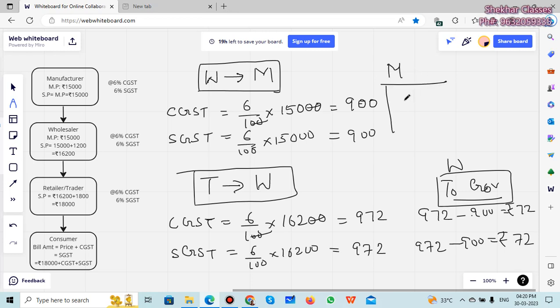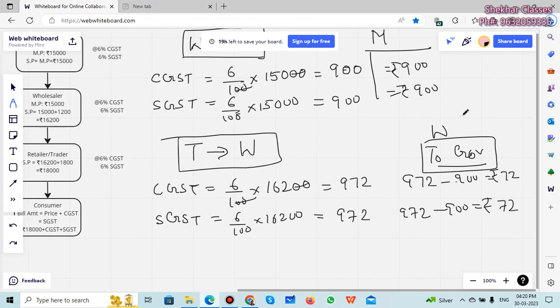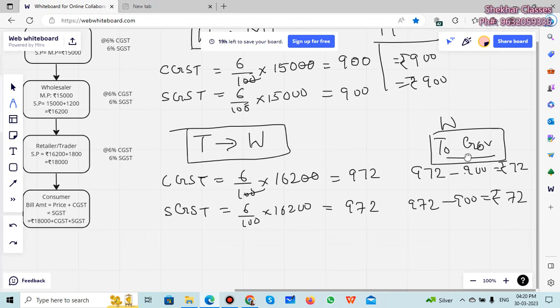900 here to the government. CGST as 900, fine, and SGST also as 900, fine. So both of these are given to the government tax account here.